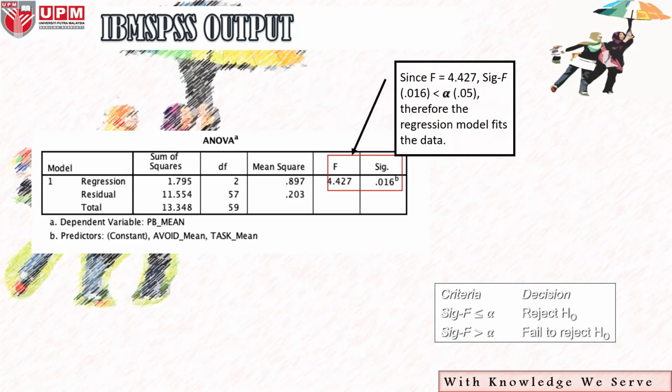Based on our data set, F equals 4.427, which is quite large, and our significant value is 0.016, which is very small compared to 0.05. Therefore, we can conclude that the regression model fits the data. We can have the idea that at least one of the IVs contributes significantly to the DV. It can be both, but at least one.